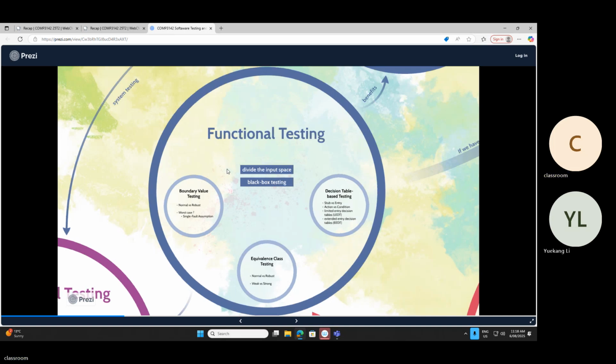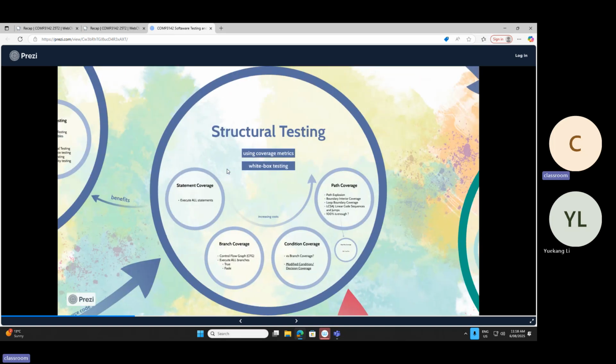And then we learned structural testing. Because functional testing is more like black box testing, and that's because we don't have access to the internals of the programs. And if we are given the source code of the program, then we can do white box testing. And the key about all these structural testing techniques or white box testing techniques is the coverage metric we are going to use.